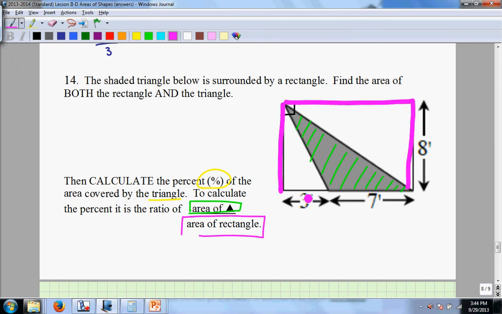So you want to find that. You take that and divide by that. That's going to give you the percent covered by that triangle. Again, the equations that we have here: the area of a triangle is base times height over 2. Area of a rectangle is length times width. Work it from there, then check your answers.